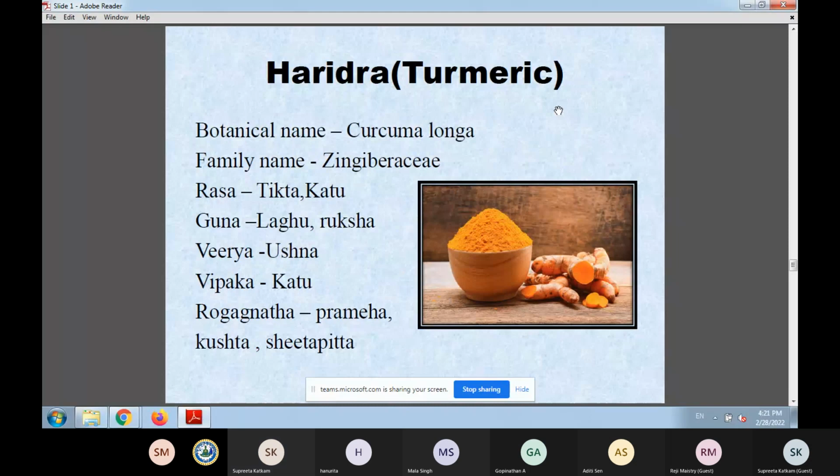Ma'am, relaxing as in doing pranayam or shavasana? Both. Pranayam can be taken, shavasana also can be taken. Okay.